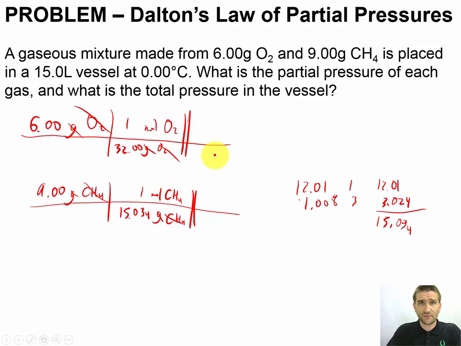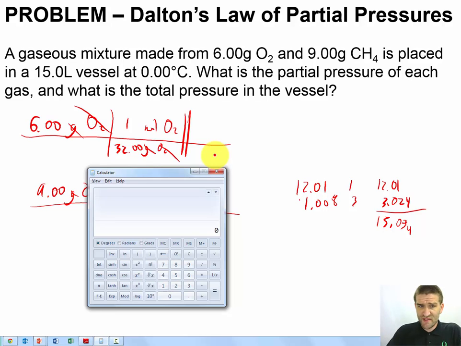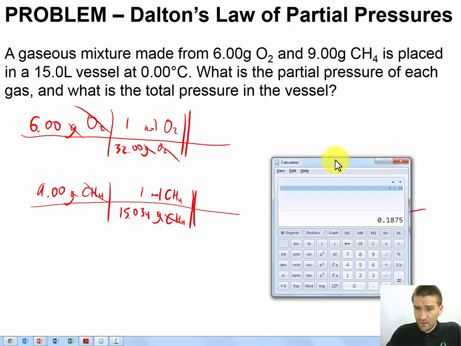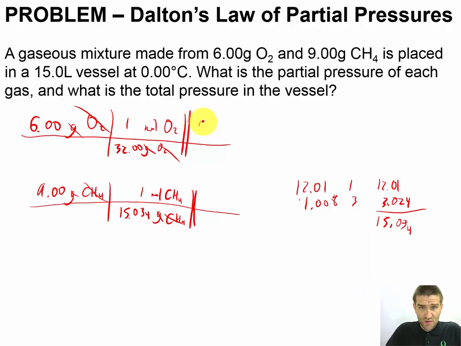Now we're going to need the calculator. So for this first one, we'll have 6 divided by 32, and it'll be 0.1875. And then for the bottom one, it's going to be 9 divided by 15.034, and that's going to be 0.5986. So let's go ahead and just write these down right here. It'll be 0.1875 moles of O2. I've got 3 sig figs and 4 sig figs. This should only be at 3 sig figs.